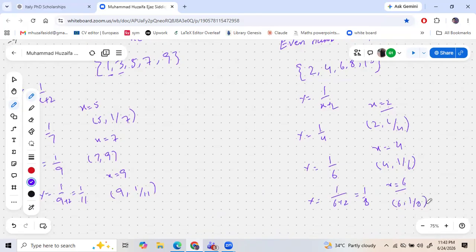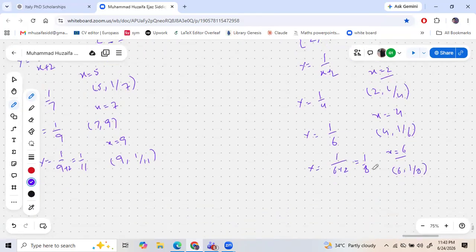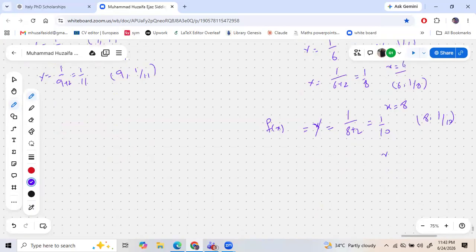And now for the next part, our x is equal to 8. So y is equal to f of x, you are writing the same. So this is 1 over 8 plus 2, this is 1/10. And this is 8 and 1/10. Got it? Okay. After this, we put x is equal to 10. So our y is equal to 1/12. So this is 10 and 1/12. Got it? So here the total example is completed.